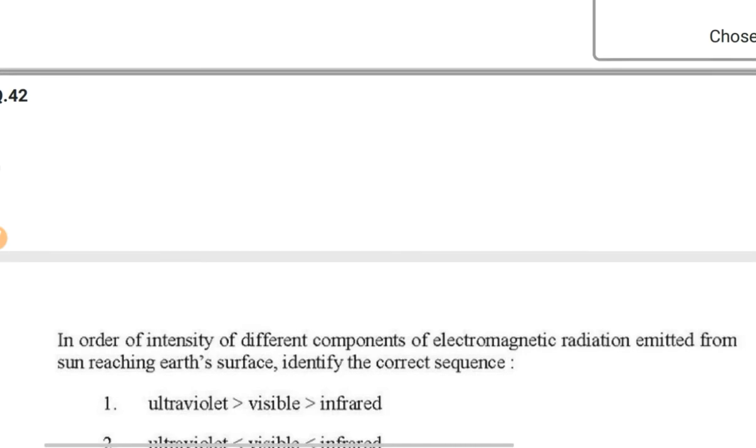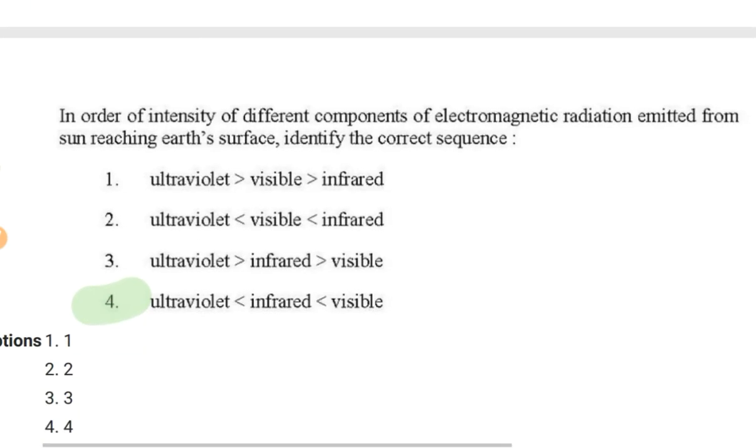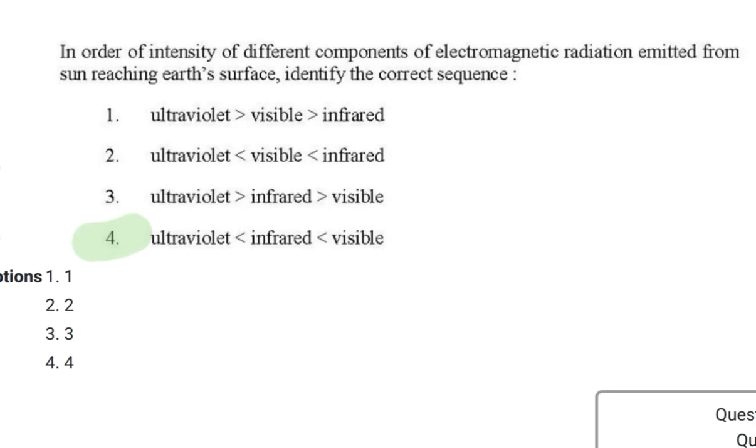Then, in order of intensity of different components of electromagnetic radiations emitted from sun reaching earth's surface, identify the correct sequence. The correct sequence is ultraviolet ray, then infrared, then visible range of rays.